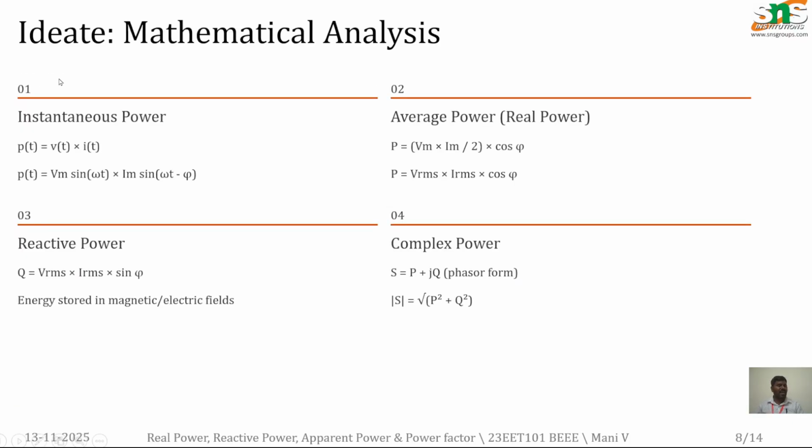And this is the mathematical analysis. The instantaneous power p equals voltage times current with respect to time, that is Vm sin omega t into Im sin (omega t minus phi). The average power is VI cos phi, where voltage and current are both RMS values. The reactive power is VI sin phi, with voltage and current in RMS values. And the complex power, the apparent power, is the real power plus the reactive power in complex form.